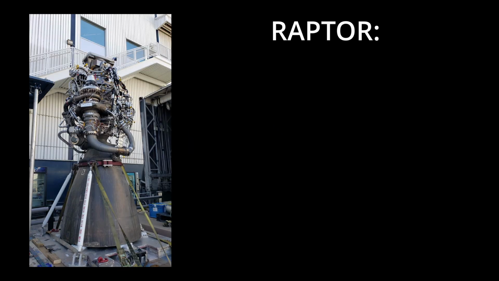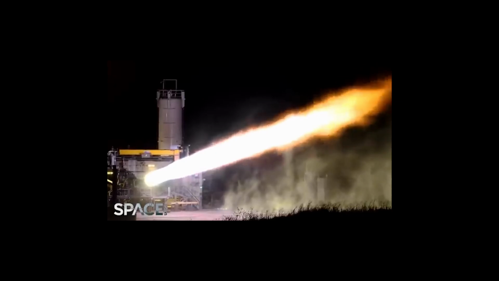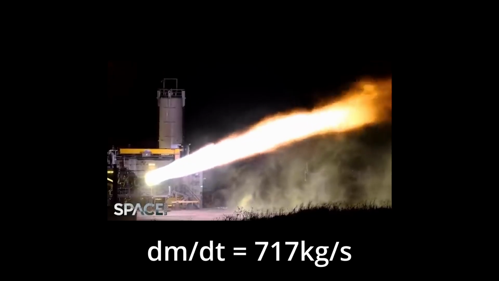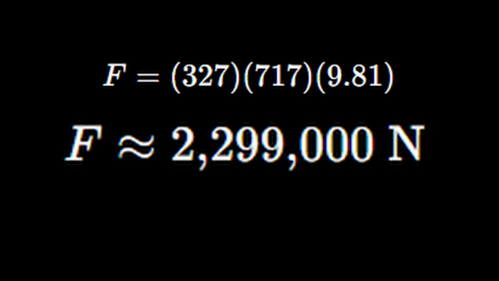SpaceX Raptor has a specific impulse of 327 seconds, using liquid hydrogen as fuel and liquid oxygen as oxidizer. It pushes 717 kilograms of propellant through the exhaust each second. This means that the Raptor produces 2.3 million newtons of force max.